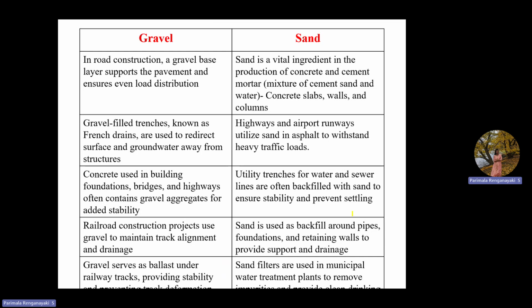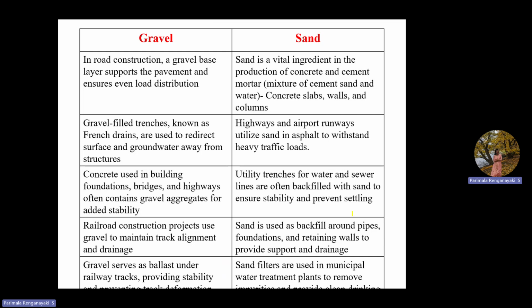Now let us see how sand is used. We know, for civil engineering construction, sand and gravel are major requirements. Sand is a vital ingredient in the production of concrete and cement mortar. Mixture of cement, sand and water, that is, we call it as a mortar. Concrete slabs, walls, and columns. For everything, sand is required.